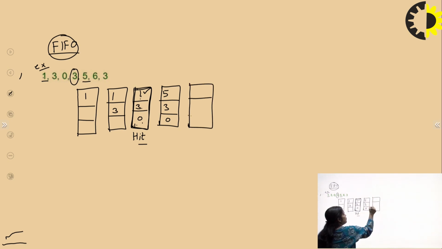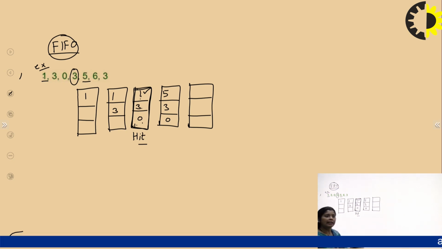Now again the page frames are already filled. Which value is going to be replaced? 5 has recently come, so we cannot replace it. 3 is there and 0. 3 has come 3 times and the 0 only 2 times. So you can see that the 3 has been residing in this memory for the longest time. So the 5 is here and 0 is here, and 3 is replaced by this 6.